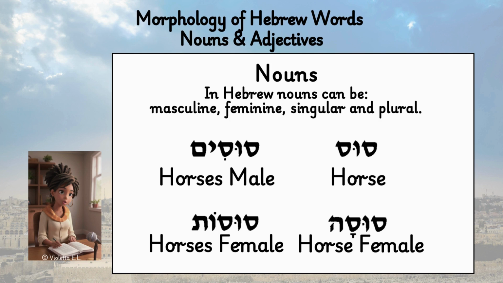Sus is a male horse. Susah is a mare, a female horse. Susim is male plural. Susot is female plural.